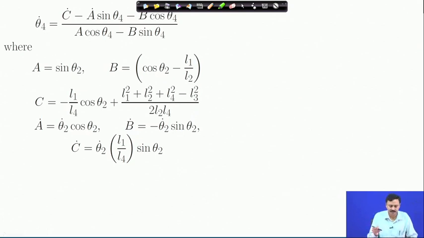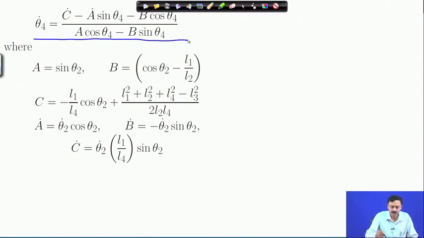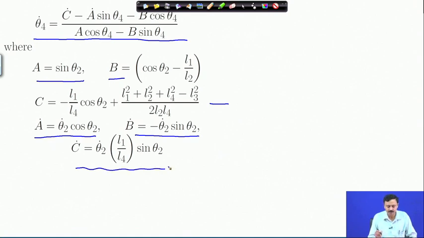So, here are the expressions. I have written out this relation that we just now derived again. Here A is sin theta 2, therefore, A dot is theta 2 dot cosine theta 2. Similarly, you can differentiate B to obtain this expression, and similarly you can differentiate C to obtain this expression. So, I know the expressions of A dot, B dot, C dot, and A, B, C are of course known. So, if I now substitute these expressions, then what do you find?